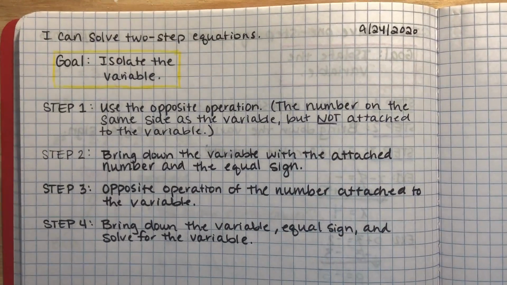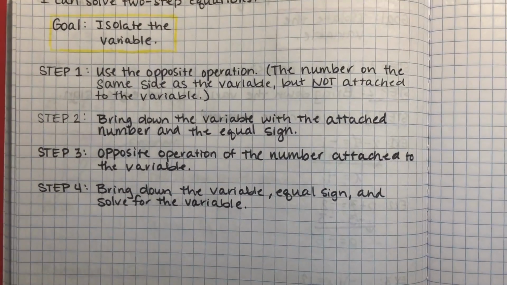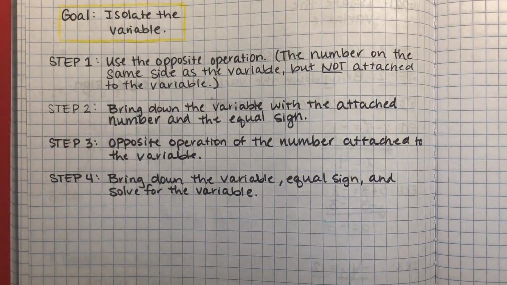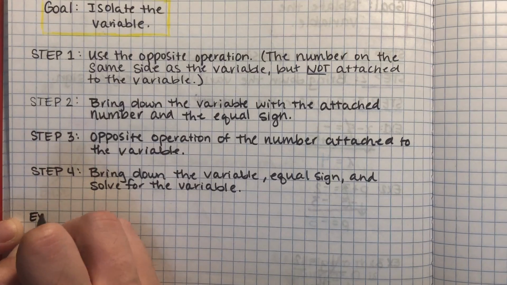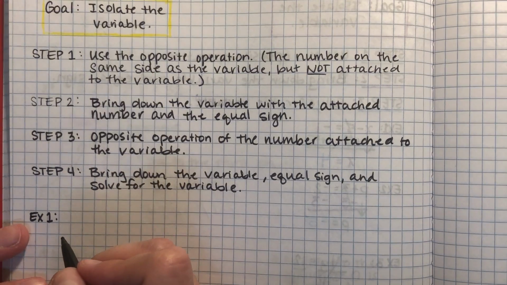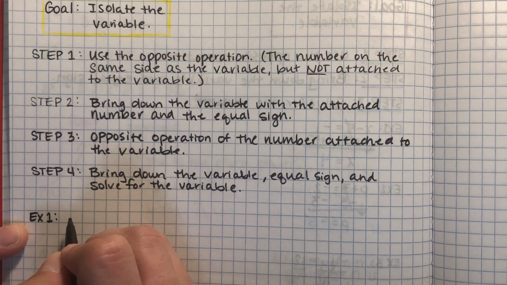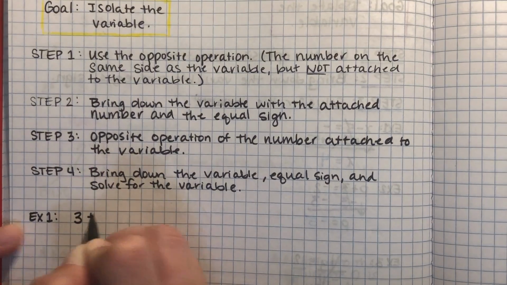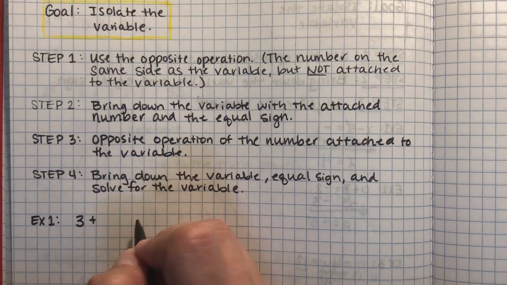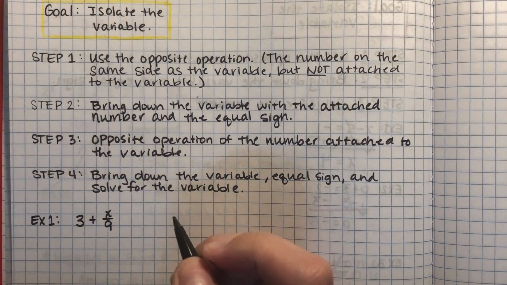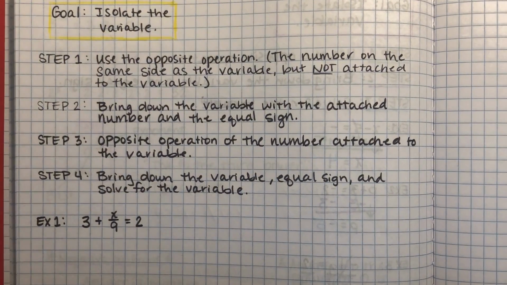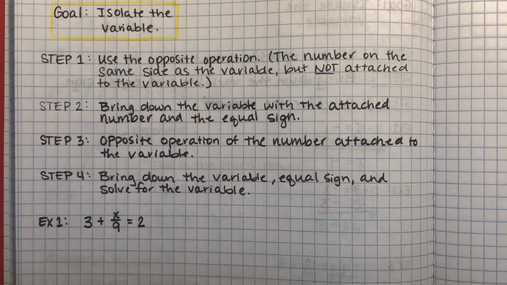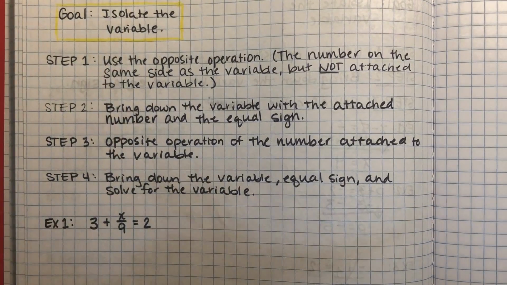Okay, so we have all these steps, but what do they really mean? Well, let's take a look. So again, our goal is to isolate the variable, get it by itself. And our first example, example number 1, we're going to have 3 plus x over 9 equals 2.